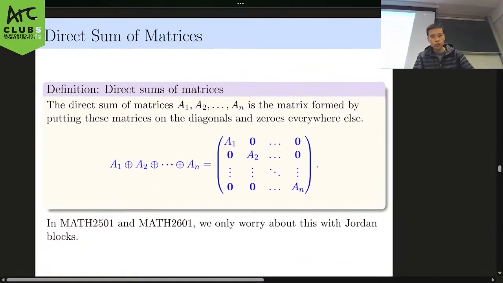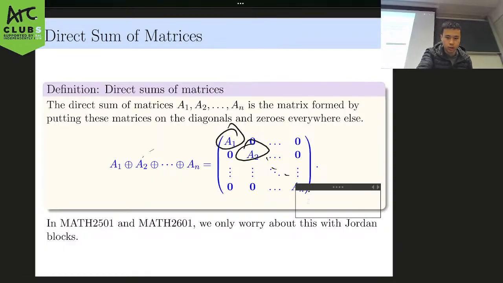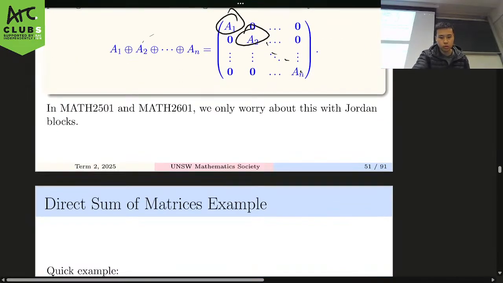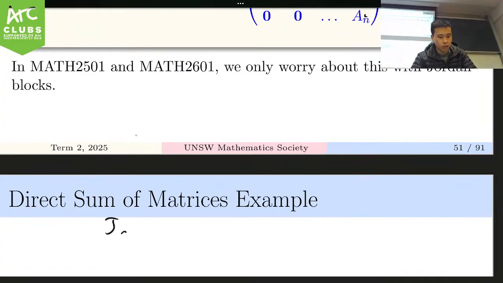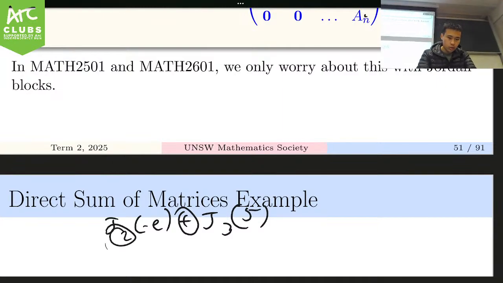Okay, so then you have direct sums of matrices. Essentially, A1 itself is a matrix, so it's not a number. Let's do a random example. If I have J_2 of negative e, direct sum with J_3 of 5, the sum of that is 2 plus 3, so it should be a 5 by 5 matrix.